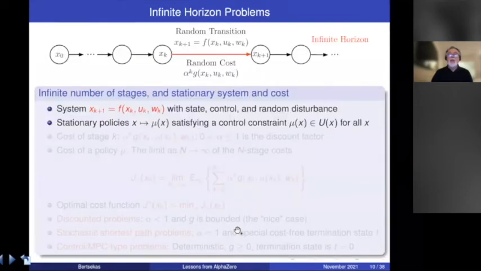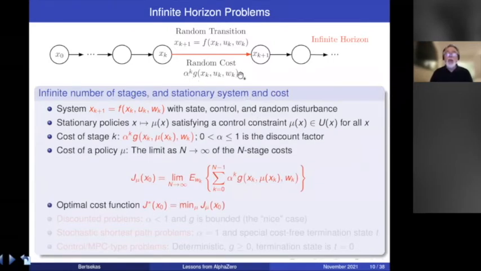discounted and undiscounted infinite horizon problems. So what we have here is a discrete time system involving a state, which I denote by xk, it's a state at time k, a control uk, and a random disturbance wk, and the system evolves according to this equation. And we're interested in stationary policies that map state into controls, and this control must satisfy a control constraint for every x.